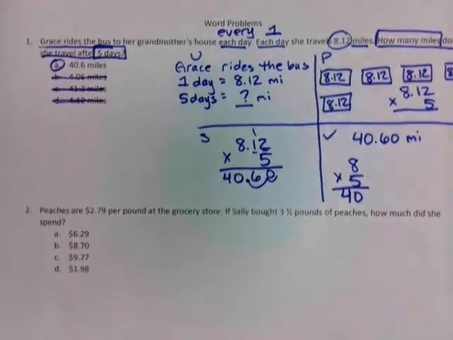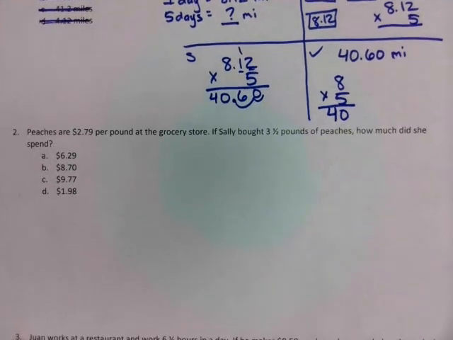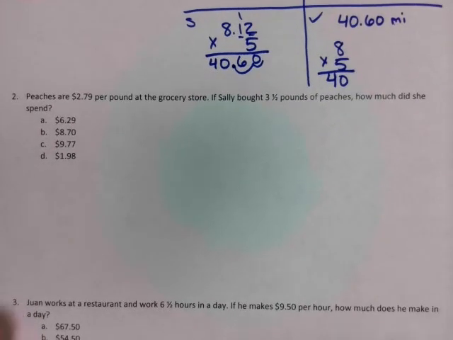All right, let's go on to question number 2. Question number 2 says peaches are $2.79 per pound at the grocery store. If Sally bought 3.5 pounds of peaches, how much did she spend?